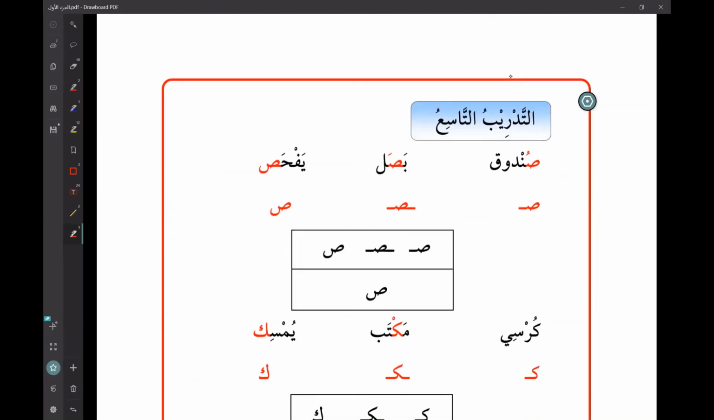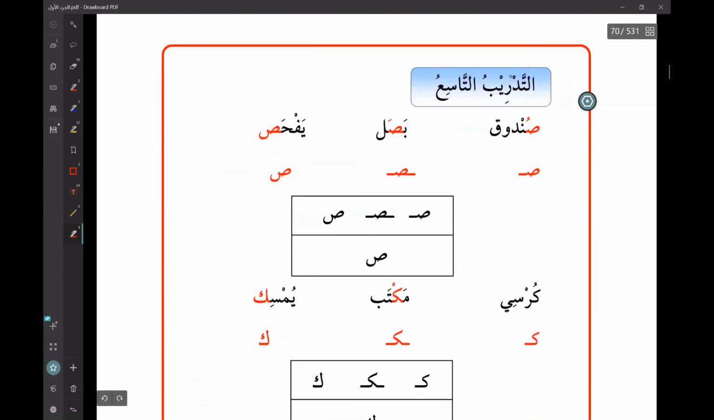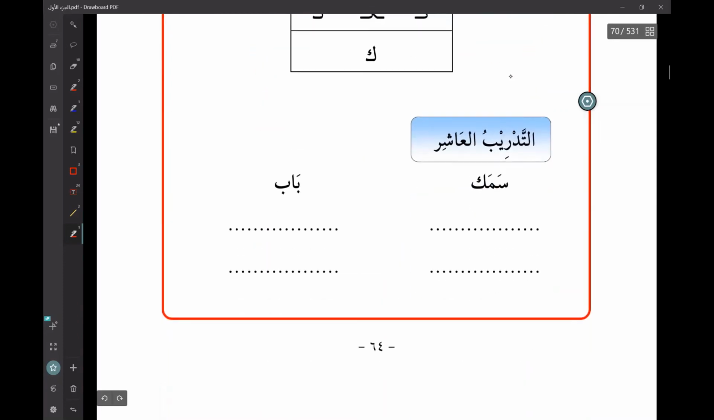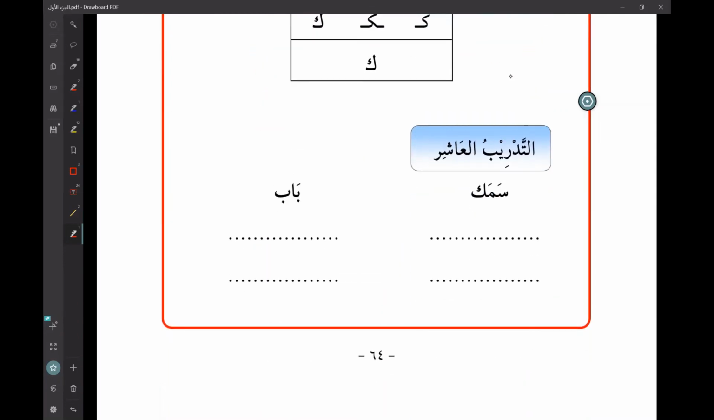At-tadrib al-tasi', the ninth exercise. These exercises will probably help you with the writing, but also make sure that you know the meaning of these words. Sunduq, basal, yafhasu, right? Then we have at-tadrib al-ashir, the 10th exercise. Samakun is what? Samakun is fish. And bab is what? Bab is door.